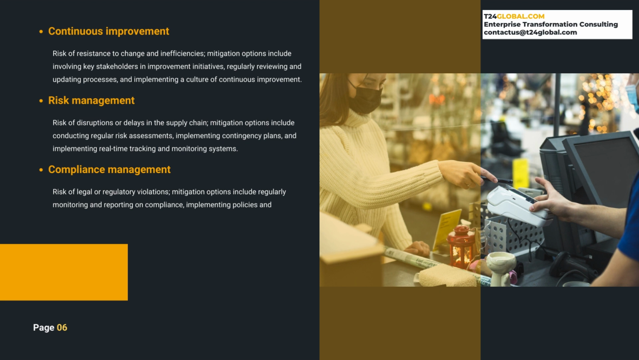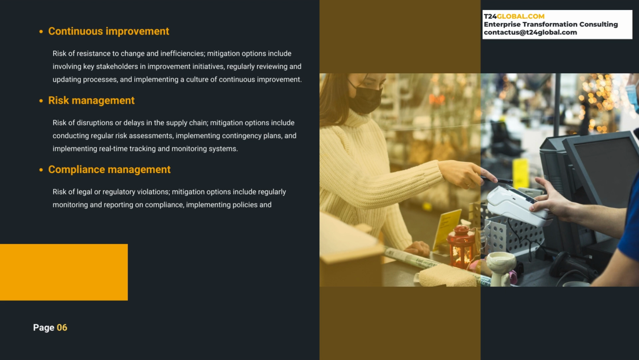Risk management. This involves managing risks related to the network. Disruptions or delays in the supply chain can have significant financial and reputational implications for the business. To mitigate this risk, businesses should conduct regular risk assessments, implement contingency plans, and implement real-time tracking and monitoring systems.